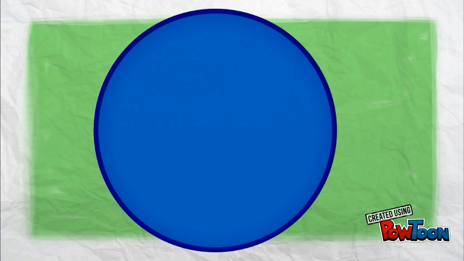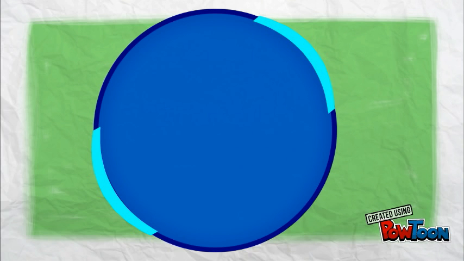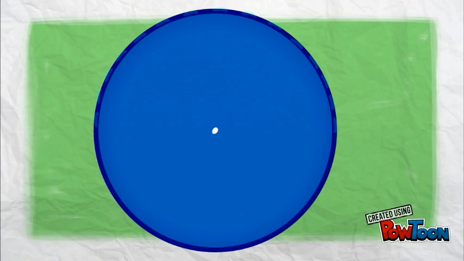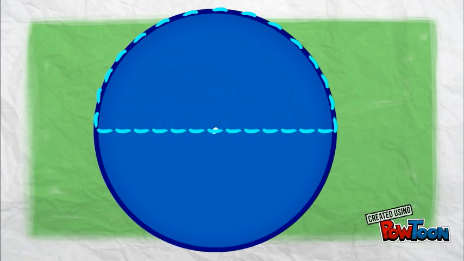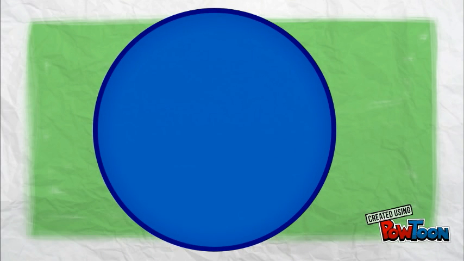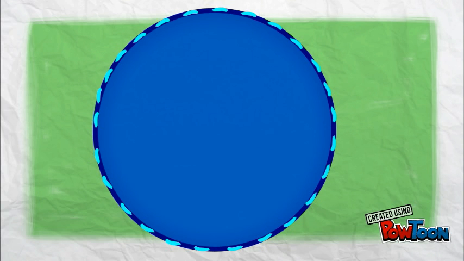What do we call the part of the circle that is the curved portion of the circle? Yes, it's called the arc. What do we call the arc that covers the half portion of the circle? Very good! It's called the semicircle. And lastly, what do we call the part of the circle which covers the whole distance of the circle? Excellent! It is called the circumference.